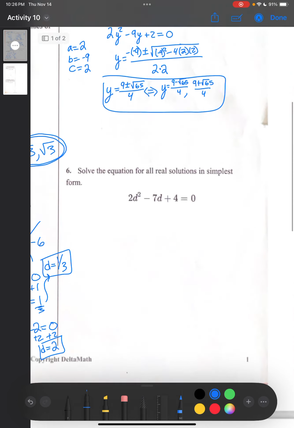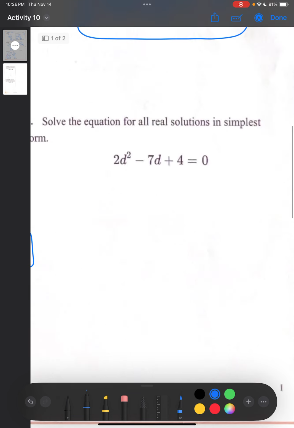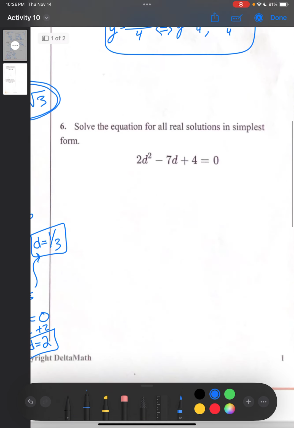Alright, number 6. Number 6 is also a quadratic. It's already equal to 0, so we are ready to find our a, b, and c. Our a is 2, our b is negative 7, and our c is 4, right? So from here, d equals, this is what we're solving for, right?